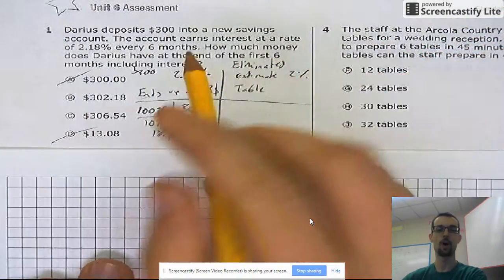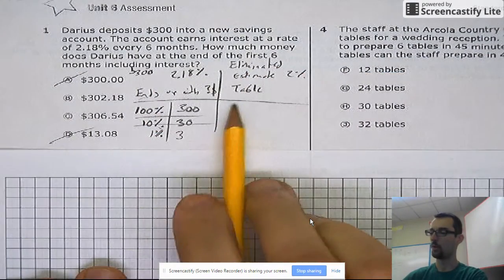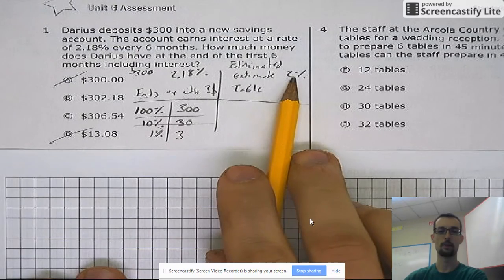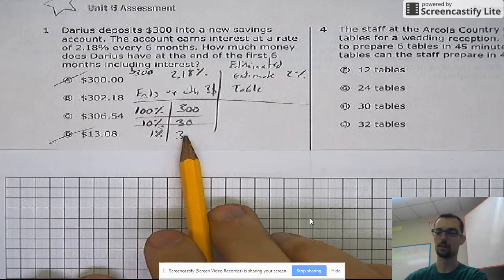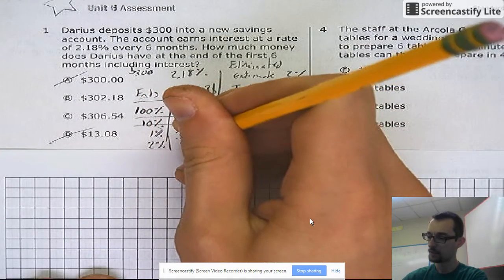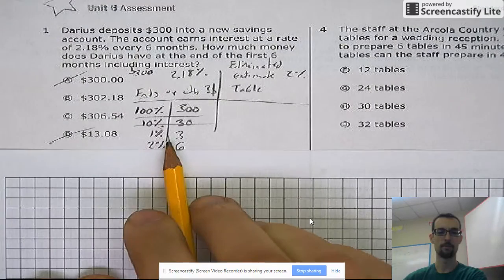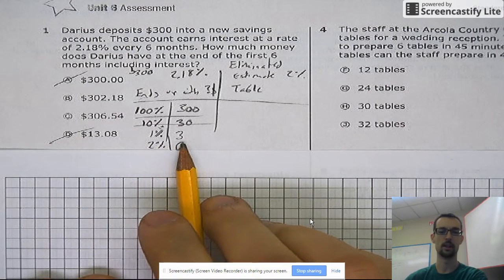Okay? So I'm estimating now. I got my table set up. I'm going to estimate now what is 2% of $300. Well, let's see. 1% is $3. So 2% is $6, right? Because 2 is twice as much as 1. So 2% of $300 is $6.